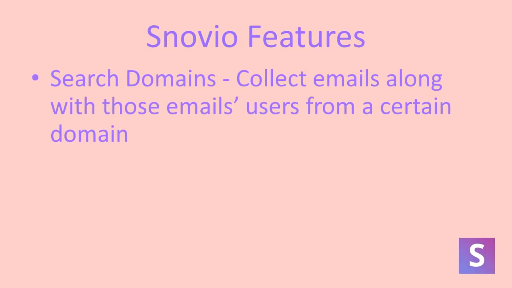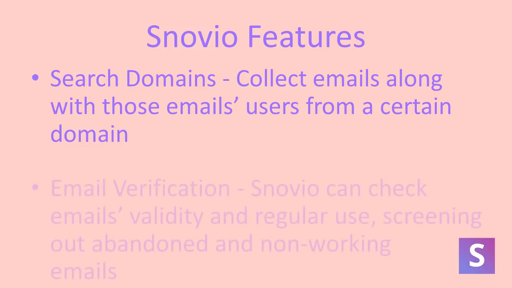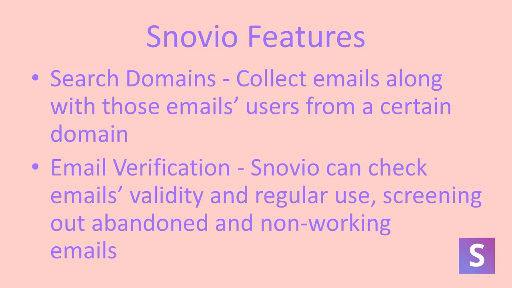So what are the features? Well, you'll be able to search domains and collect emails along with those email users from a certain domain. So for example, and I've tested it already, there is a working product. You can go to LinkedIn, visit a page on LinkedIn and get the email and the contact details from the person you're viewing. So you can look through an entire domain if you like, or just a certain page, and you can collect the data that you need to contact the person or add them to a marketing campaign, for example. They also offer email verification, which means that Snovio can actually check the email's validity and the usage, so it can screen out abandoned and non-working emails, meaning that your marketing campaigns are more focused and you're not sending out emails that are going to bounce or don't exist anymore.